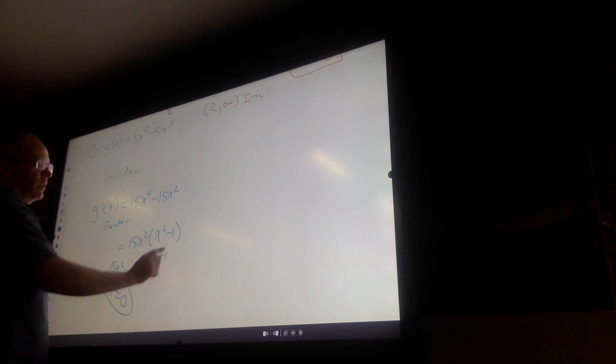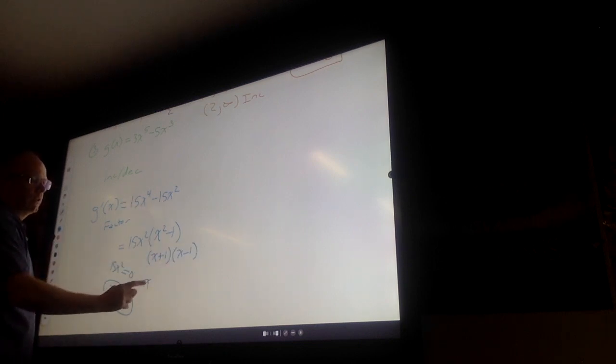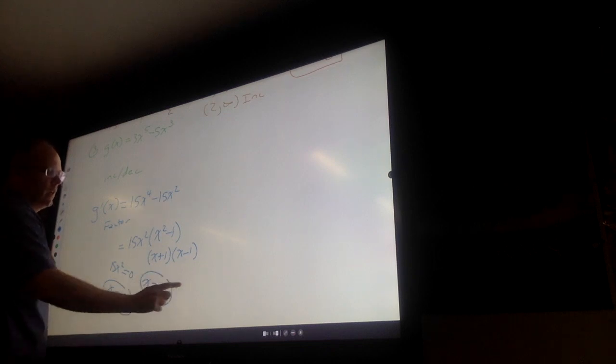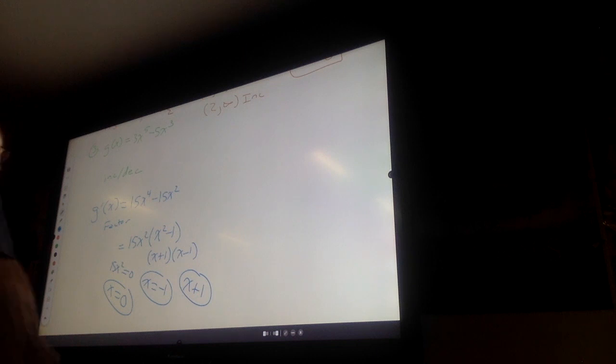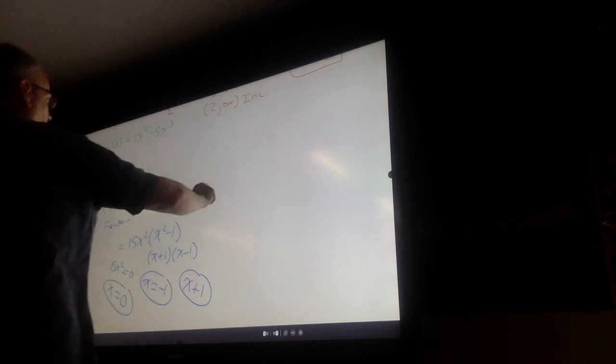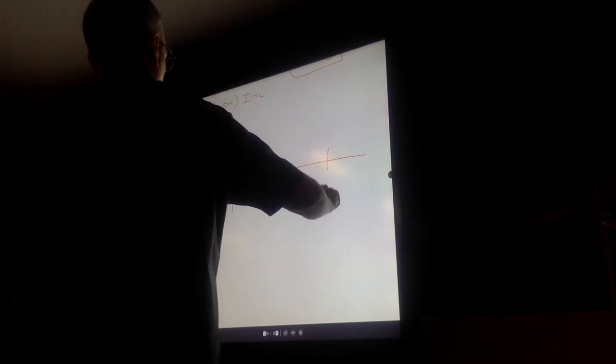That factors x plus 1 and x minus 1. I set both of those equal to 0, so I get negative 1 and I get positive 1. So we can, real quick, do a sign line. Let's plug those values in. I have negative 1 here, I got 0 here, I got 1 here.